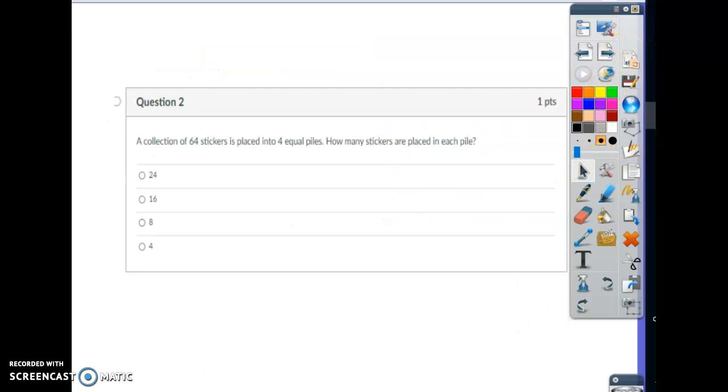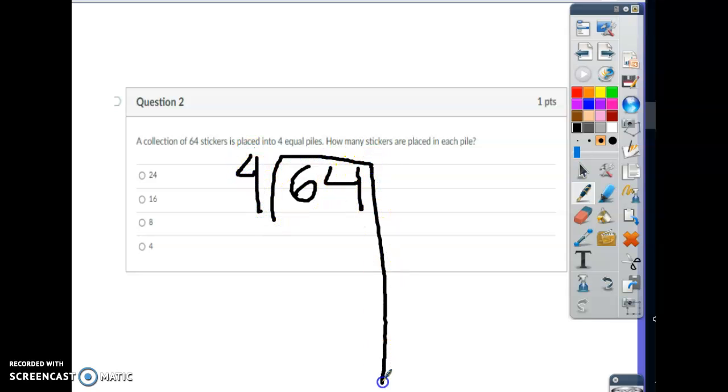All right, so let's solve some equations. This is based on our Canvas assignment for today. A collection of 64 stickers is placed into 4 equal piles. How many stickers are placed into each pile? So I know I'm doing 64 divided by 4, right? And we're going to use our friendly numbers. And we're going to start with 100. Can I do 100 times 4? No, too big. That would be 400, and I'm just trying to get to 64. How many times is 4 going to 64?